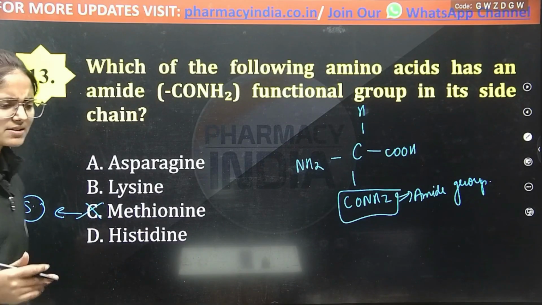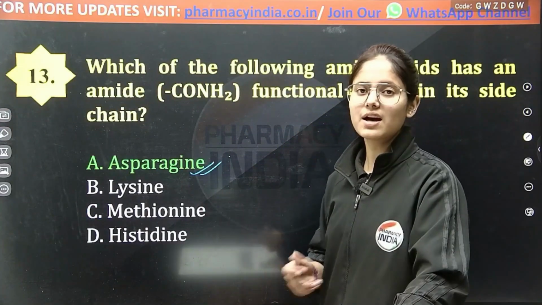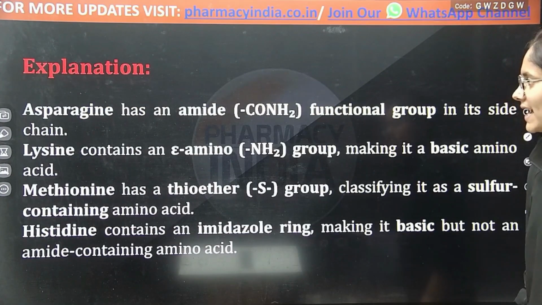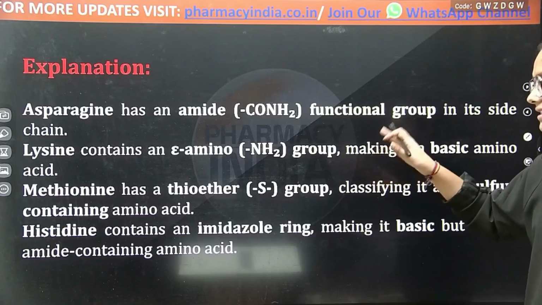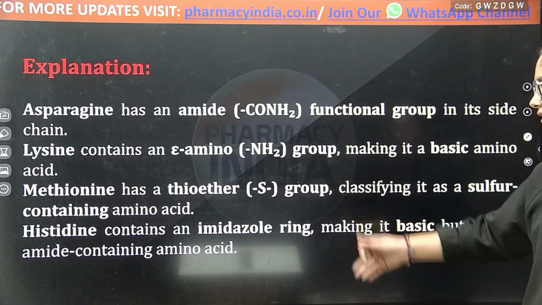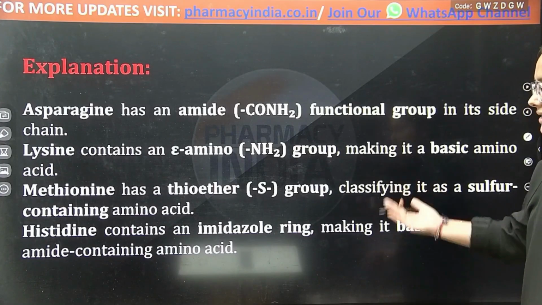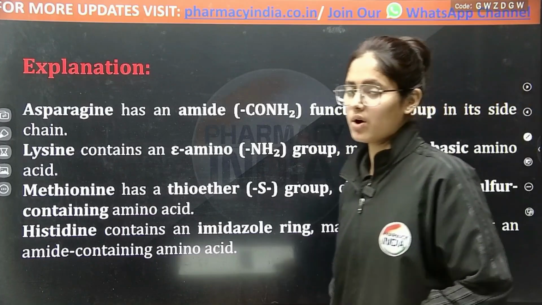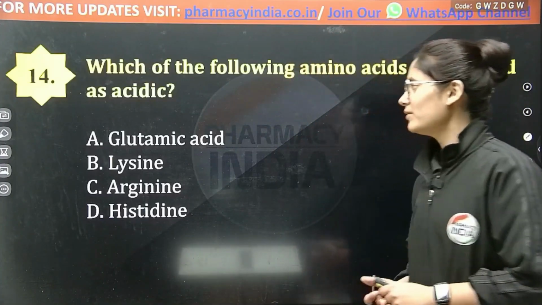Asparagine, lysine and histidine. The correct option is asparagine, which contains an amide group in its side chain. Lysine contains an amino group, making it a basic amino acid. Methionine has a thioether containing group, which makes it a sulfur containing amino acid, and histidine contains an imidazole ring. Clear? Imidazole ring. Okay. Moving on to the next question.